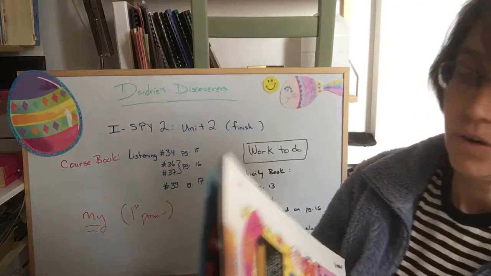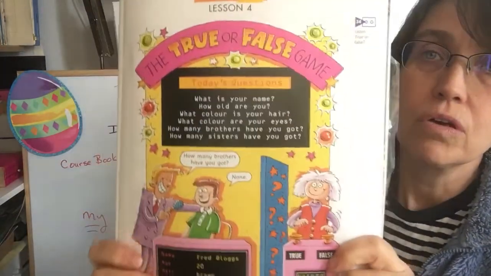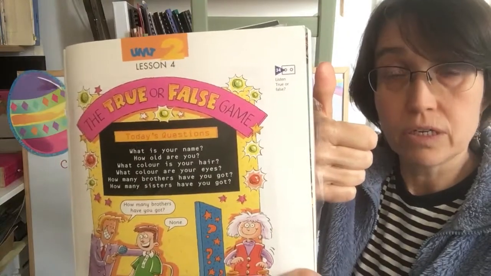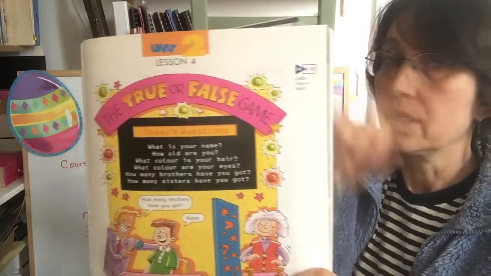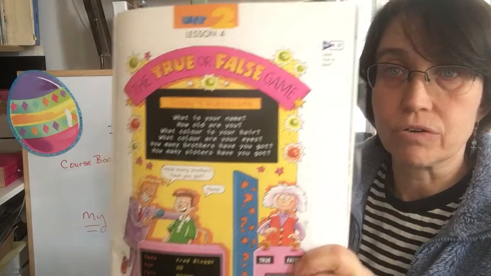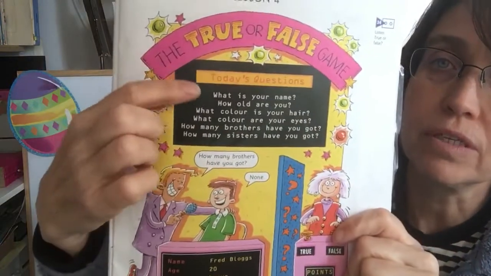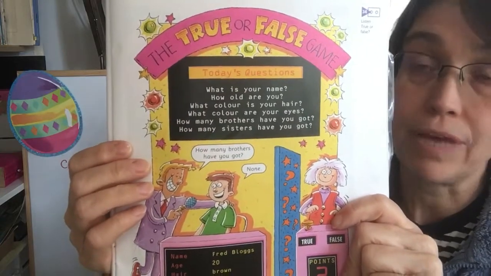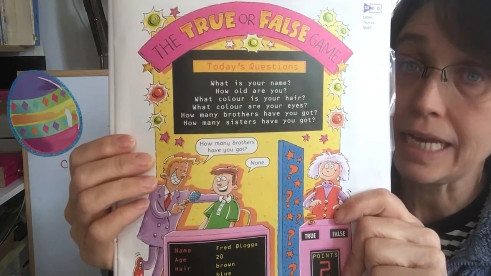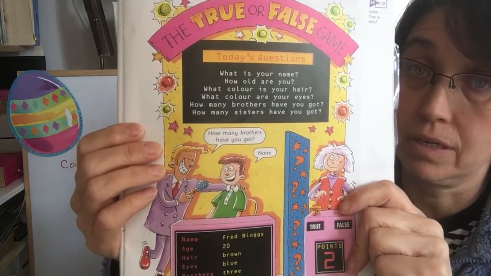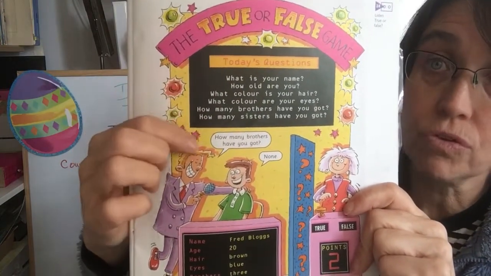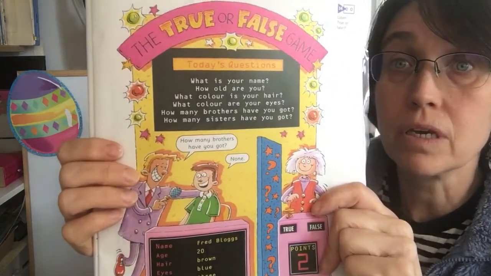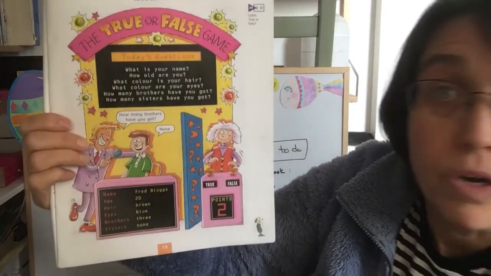Here is a game called True or False. True is it is correct. False is that it is not correct, incorrect. Okay, you're going to be working on this set of questions. These are all questions you should be able to both ask fluidly and answer fluidly. If these are still difficult for you to ask, then you need to work on it. There's no other choice.